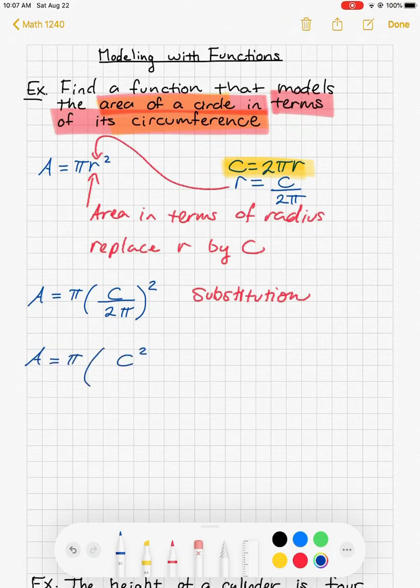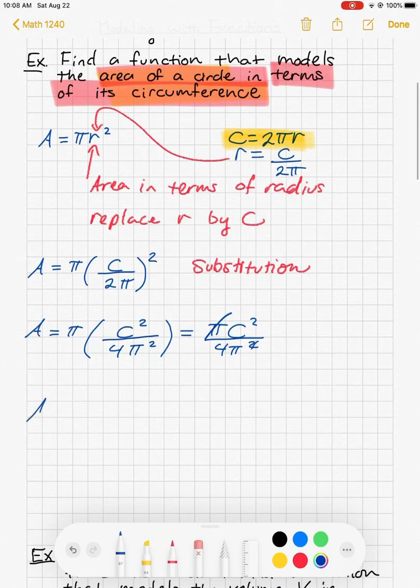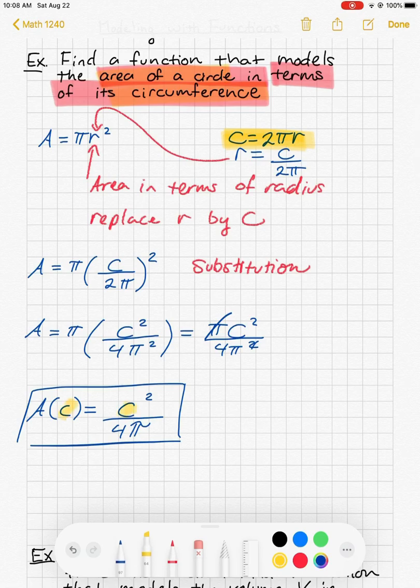Squaring the fraction, square the numerator, square the denominator. Then I should be able to cancel one factor of pi. Looks like c squared over 4 pi. So this is the area as a function of the circumference, because that's actually the variable here. Pi is not a variable. Pi is a constant, right? So this is not the area as a function of pi. I already know what pi is. This is the area as a function of the variable c, which is what the original problem asked for.